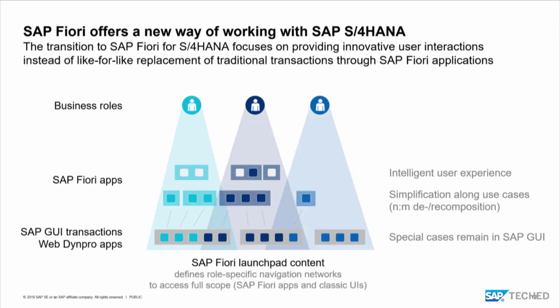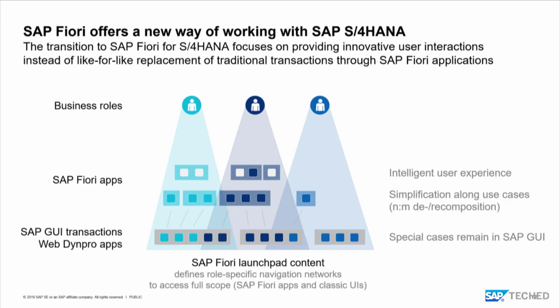Then, as I mentioned, it's a role-based access. We have to ensure that the user can access the full functional scope via a single entry point. So therefore, we tie all of this together, again, for a specific business role. And this tying together defines a navigation network for a user. This navigation network is defined in the so-called Fiori Launchpad content. That's the combination of all apps relevant for this user with the interlinkage between those apps so that you can do forward navigation between them.